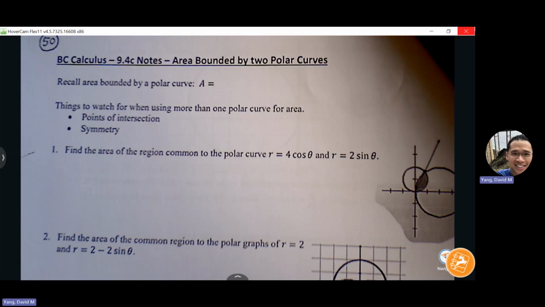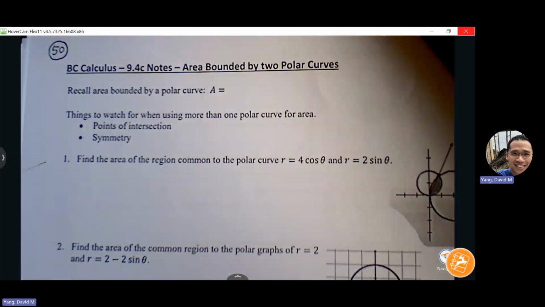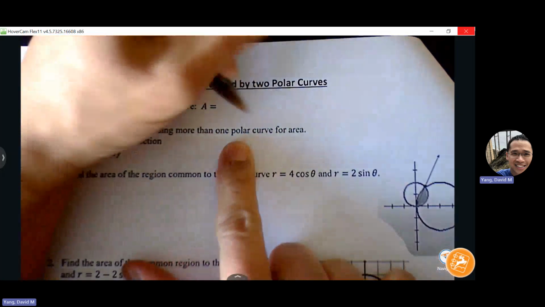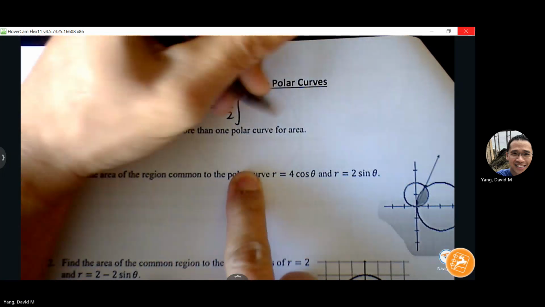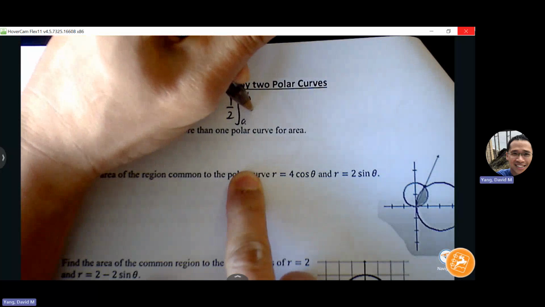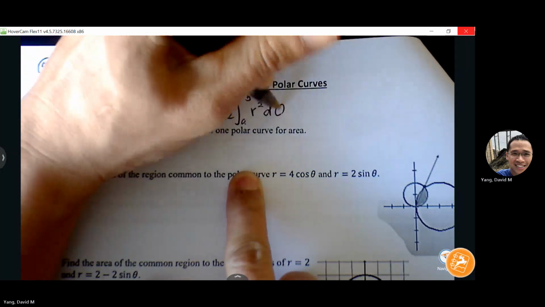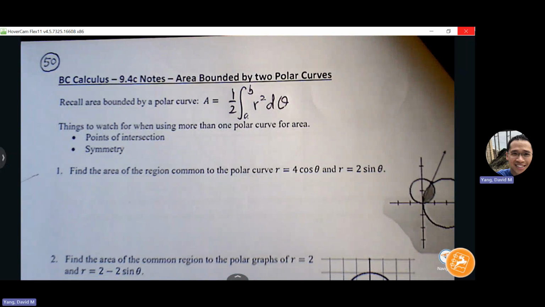Okay, page 50 in your packet. This is the last section before we start our review tomorrow. So recall that area bounded by a polar curve is 1/2 integral from A to B, or from θ1 to θ2, of r squared dθ. And r is a function of theta.